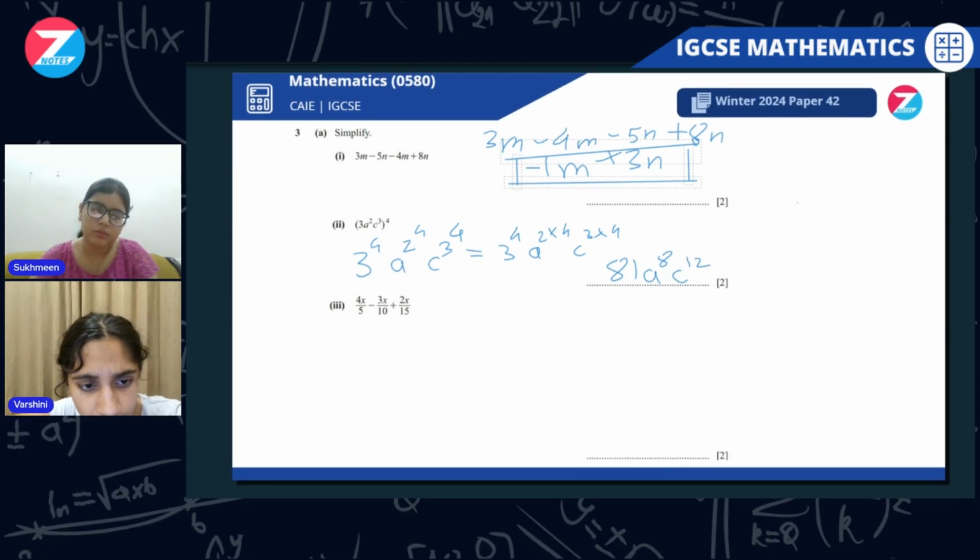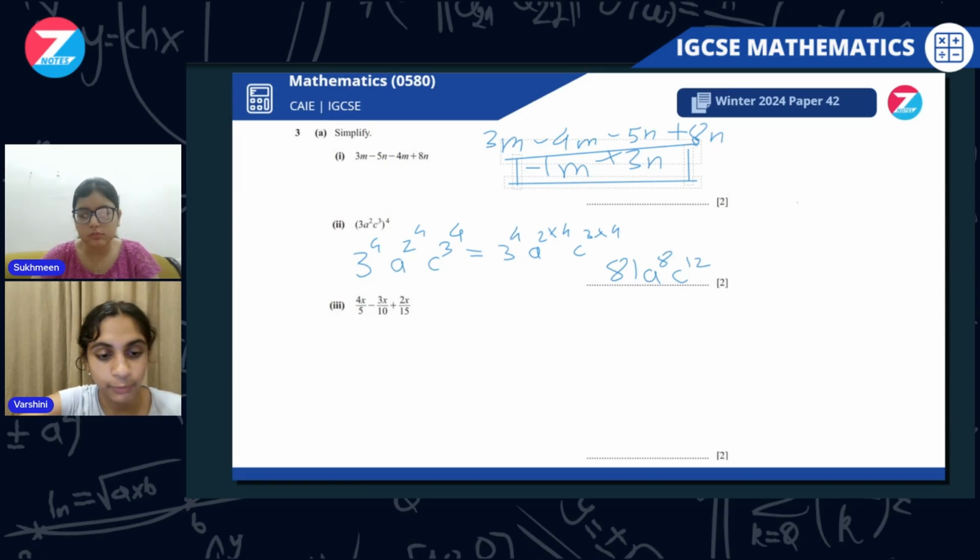4x by 5 minus 3x by 10 plus 2x by 15. So we know we can't directly add these because they all have different denominators. So we have to make the denominators the same. And to find that, we need to find the LCM of 5, 10, and 15. So the first multiple where they're all equal. And to do that, we just need to keep multiplying the largest term, which is 15, until we find a number that's a multiple of these two.